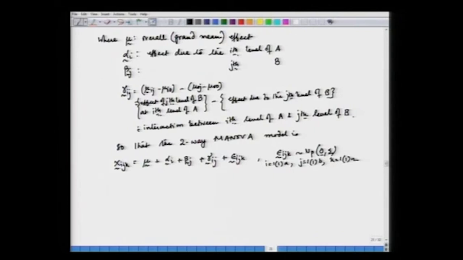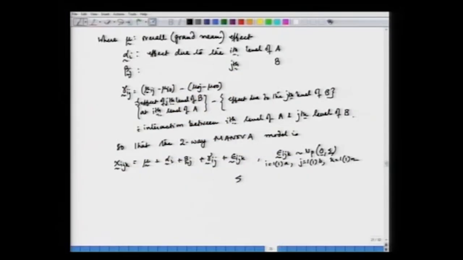And what's more, we also have those constraints, because we have defined this alpha i, which, if you recall, is nothing but mu i naught minus mu naught naught. Similarly, for beta j and gamma i j also, we had something in the background. All those factors are giving me some constraints, just like we had in the case of the one way MANOVA. Here we will have more such constraints.